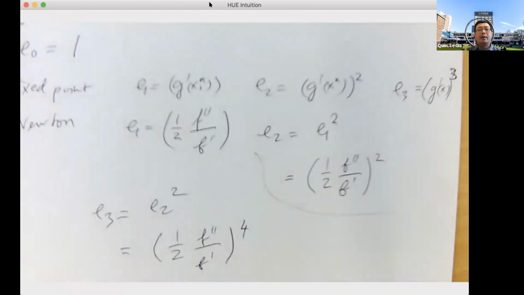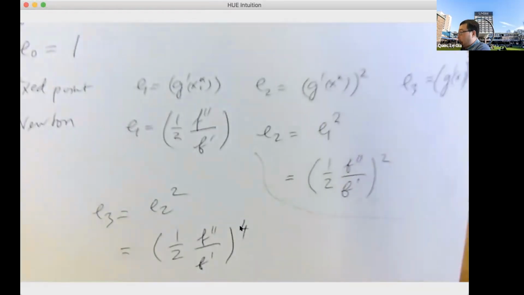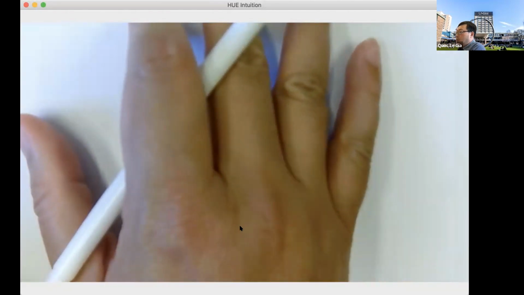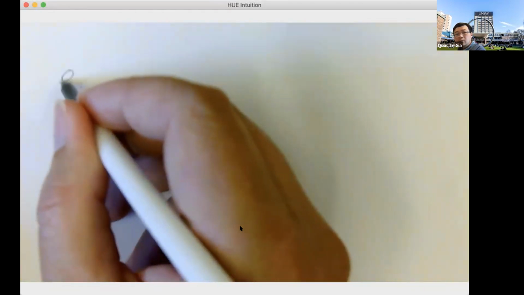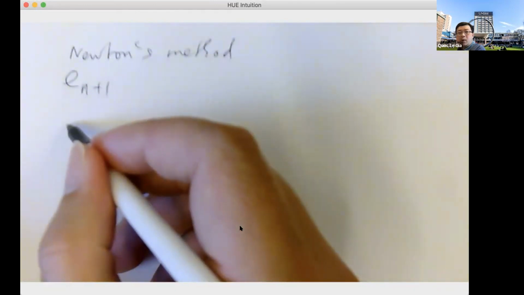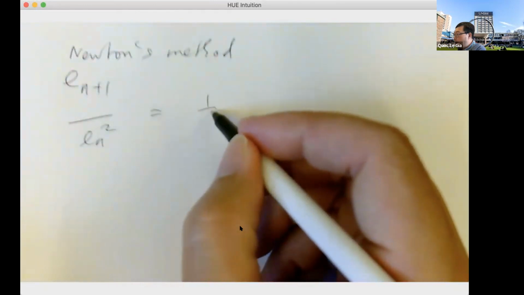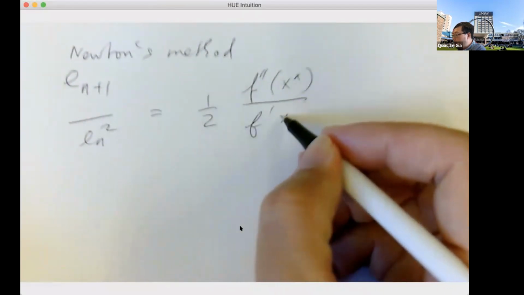So now we go back to prove the theorem. How do we prove the theorem? The theorem says that, for Newton method, En plus 1 over En square is equal to 1/2 f double prime x star over f prime x star.